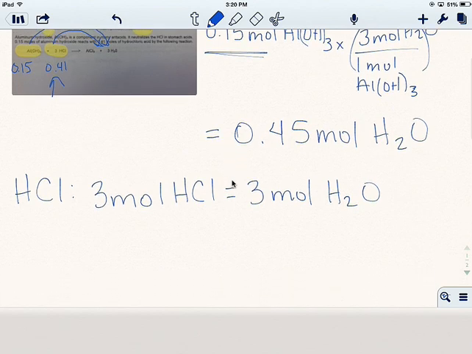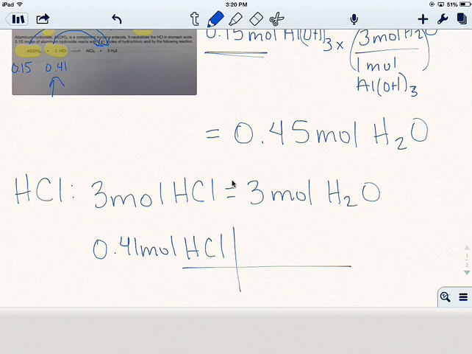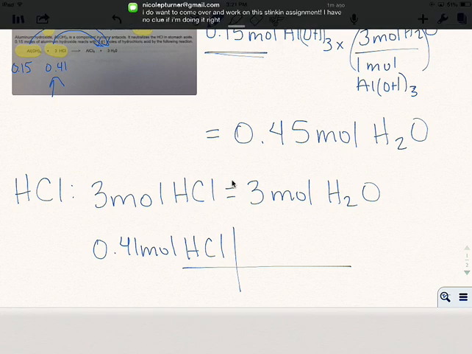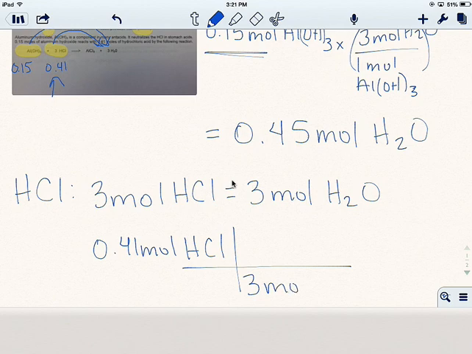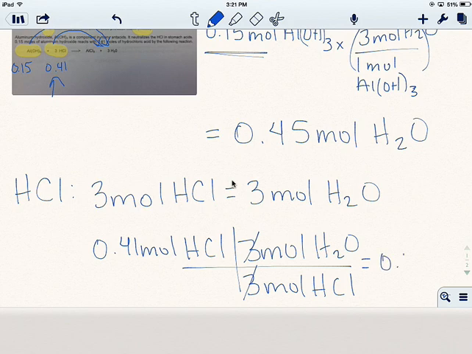So if I take my starting amount, 0.41 moles of HCl, and I do my dimensional analysis, I'll use train tracks this time. Plug in my mole ratio. We put the HCl on the bottom and the H2O up top. Well, of course, 3 over 3 is going to cancel each other out, so I end up just getting 0.41 moles of H2O.